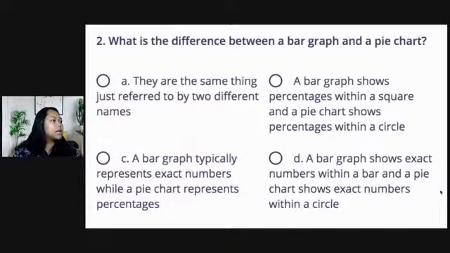Which one is your choice for number 2? Number 2, ladies and gentlemen. Ano po ang inyong choice for question number 2?